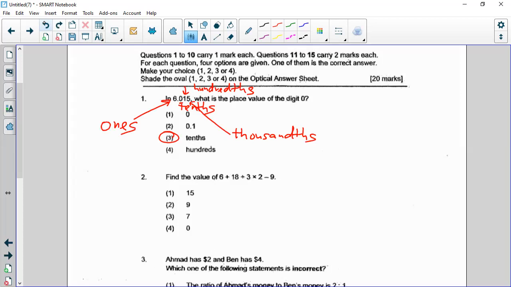Find the value of 6 plus 18 divided by 3 times 2 minus 9. You do the divide first. What I usually do is put the arrow sign, and then write down everything else the same, so you do step by step. Then you have plus, times, and minus, so you do the times. So you have 6 plus 12 and then minus 9. Once you have plus and minus, you do whichever comes first, left to right. So 6 plus 12 is 18, then you minus 9. So your answer will be 9. So answer number 2. Let's go to number 3.